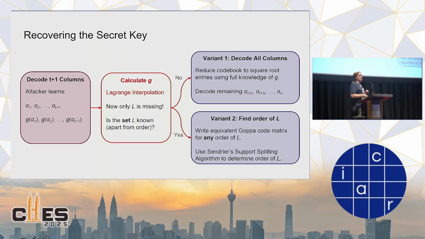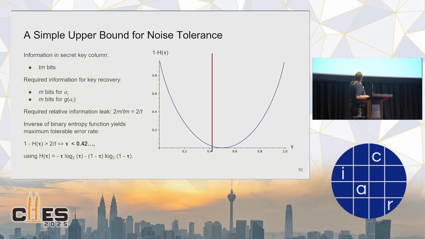The second case is actually useful, because the maximum parameter set in Classic McEliece just uses as the set L the whole field. So we actually do know the set of the actual points and just need the order. Or also in implementations like Botan, also the set of Goppa points is known except for the order, and then we can use this strategy. Okay, so how well does this work?